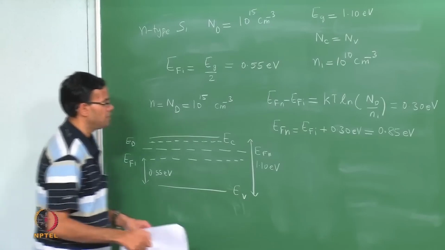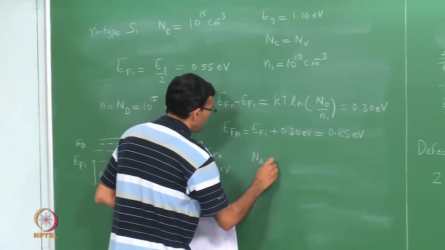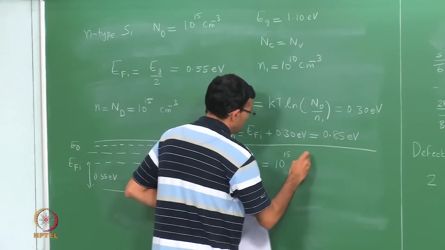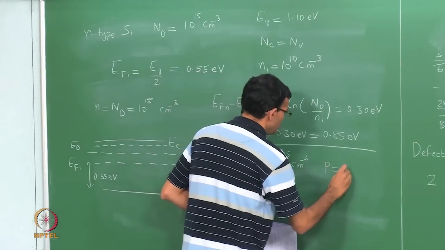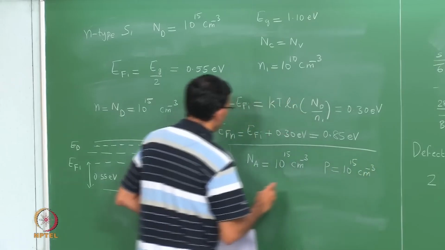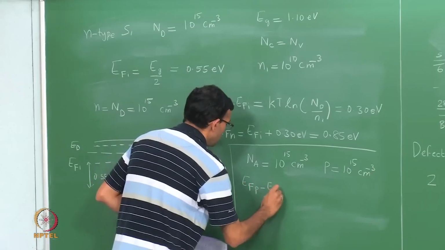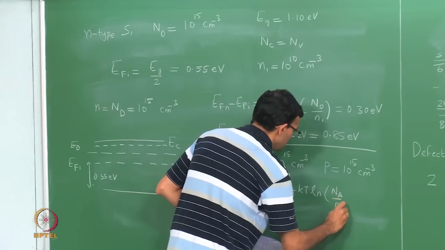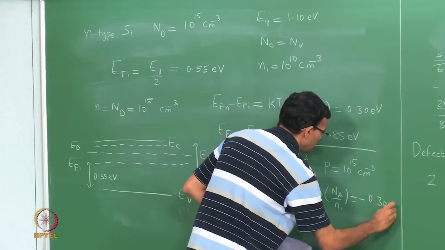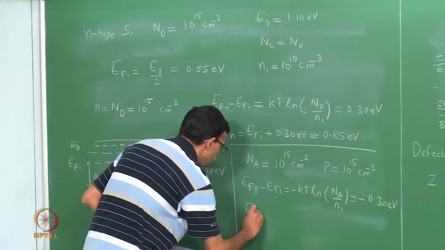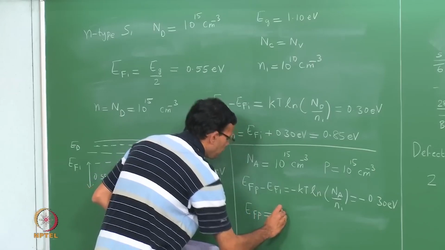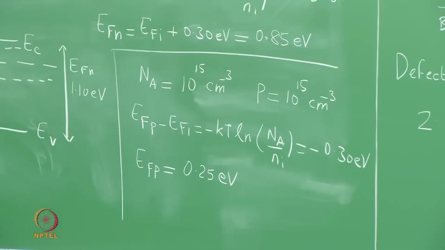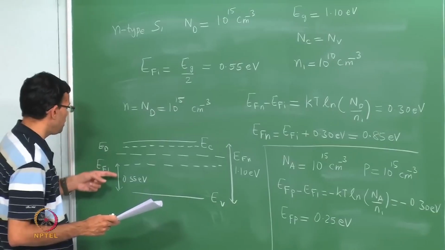In the case of a p-type semiconductor, let us do a situation where we have Na of 10 to the 15. Instead of electrons you have holes. So, your hole concentration is 10 to the 15. Your equation becomes EFP minus EFI equals minus kT ln of Na over ni, which is minus 0.30 electron volts, or EFP is 0.55 minus 0.3, 0.25 eV. So, in the case of a p-type semiconductor, you have the Fermi level located below the intrinsic level.